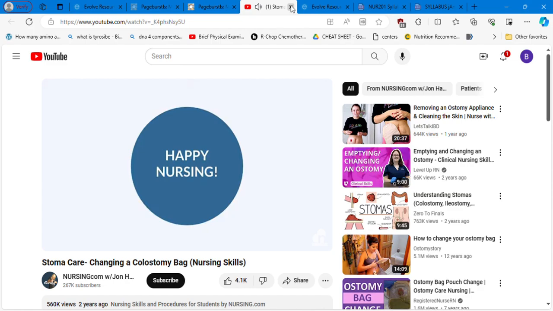So that's it for stoma care. Remember, the little things might change depending on the type of stoma that your patient has and the type of bag device that they're using, but always look at the stoma and the skin around it.